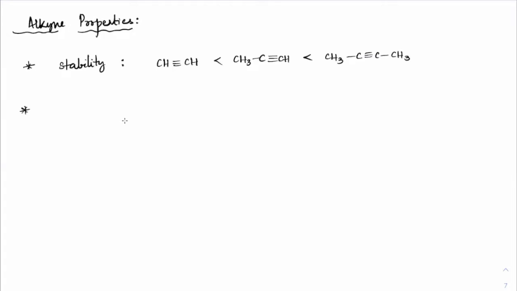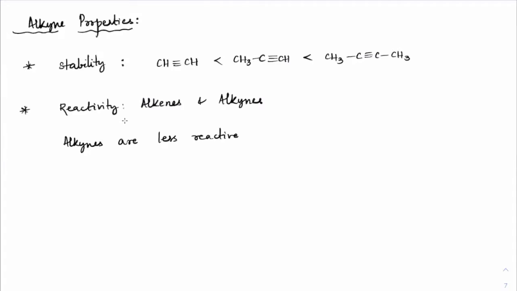Next, reactivity. When it comes to reactivity, especially when you're comparing alkenes and alkynes, what is the major difference? The most important part is that alkynes are very, very less reactive than alkenes. Alkynes are less reactive than alkenes, in which cases, sorry, towards electrophilic addition reactions.